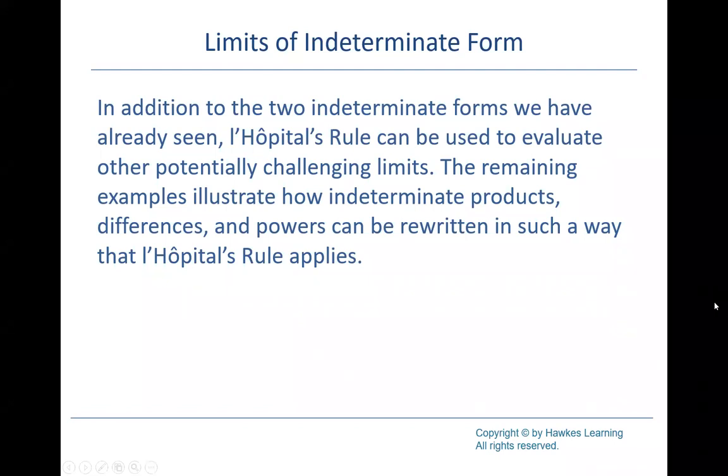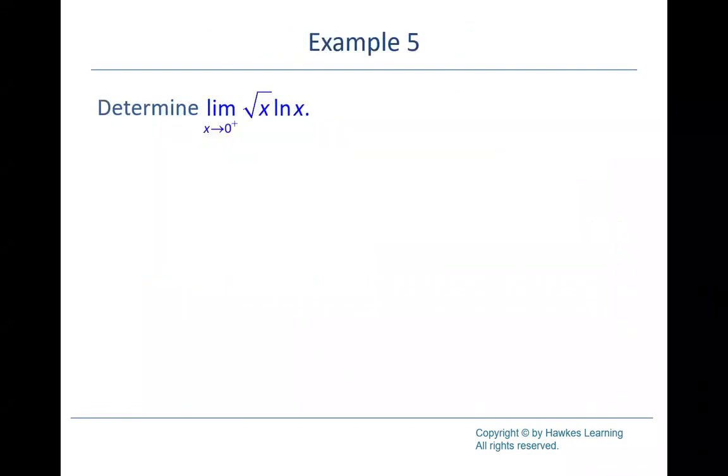And so to see this in action, consider the following limits here. Here we have the limit as x approaches 0 from the right of root x times ln x. If we were to naively substitute 0 into this expression here, or take the limit as x approaches 0 from the right, we know that root x is heading towards 0, but ln x is heading towards negative infinity.